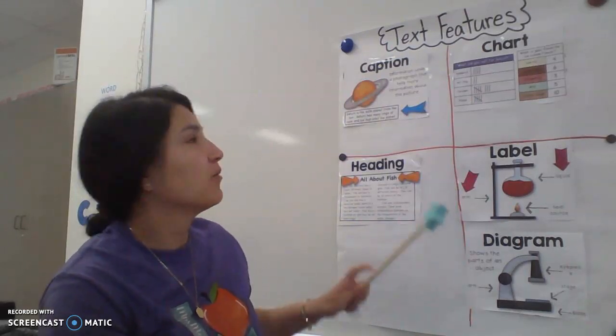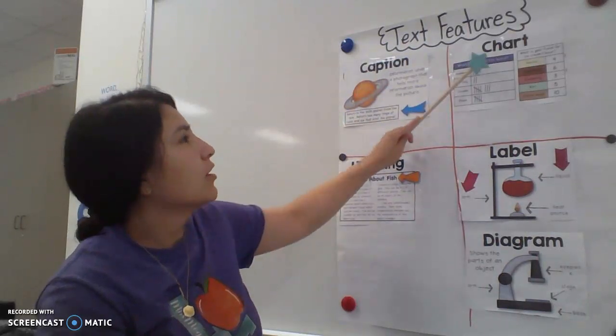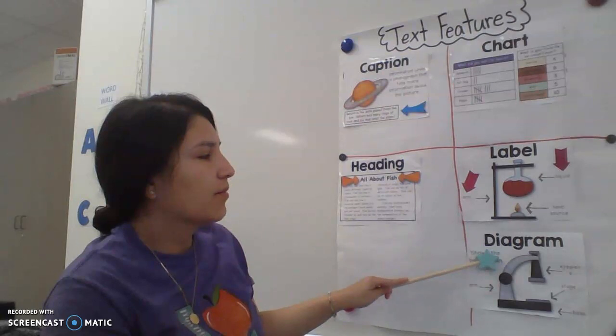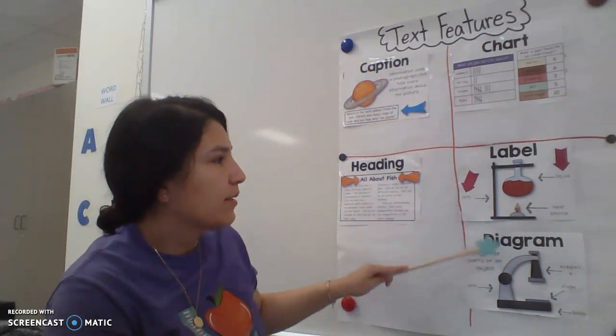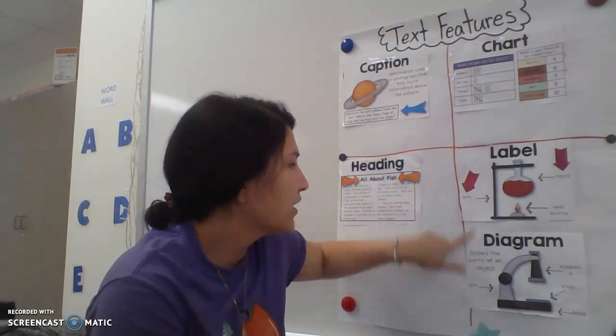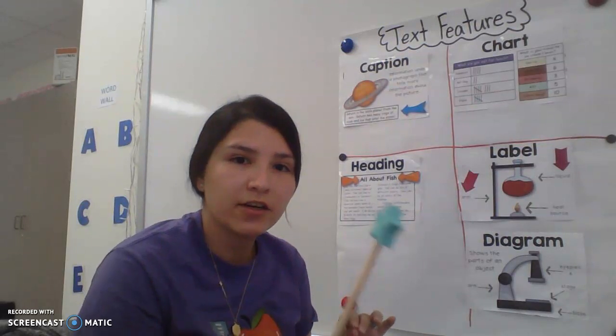Hi there, today we're going to be reviewing text features. Last time we talked, we went over captions, charts, headings, and labels. Today I added diagram. Now diagram and labels are very similar. If you look at the picture, you can see little arrows and what appears to be labels on both of them, but they're a little bit different and we'll get into that here in just a little bit.